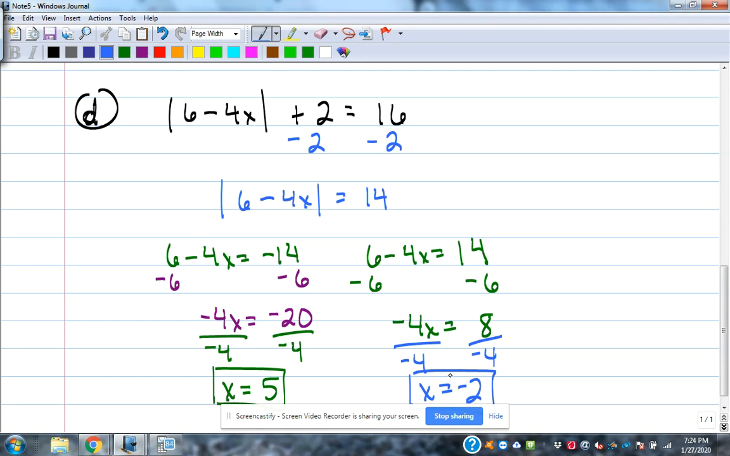Again, we can take both of those solutions, plug them back into the original, and we should be able to tell if those are the correct solutions or not. And it is for this. Those are the right answers. Okay.